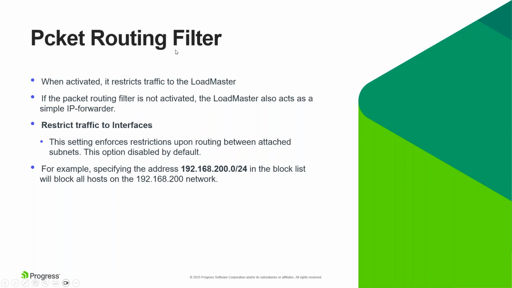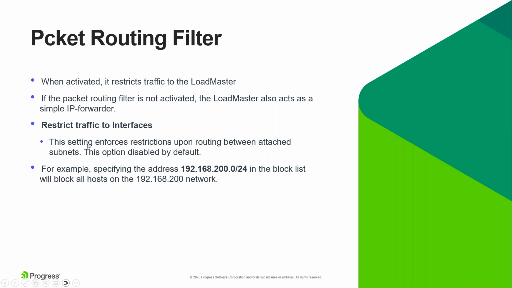So the packet routing filter means when I activate this, I can restrict all traffic to the load balancer. If it's not activated, the load balancer can act as a simple IP forwarder as well. So if you have the load balancer as a gateway, it can route to other networks. If you enable the packet routing filter, that option is not working anymore.